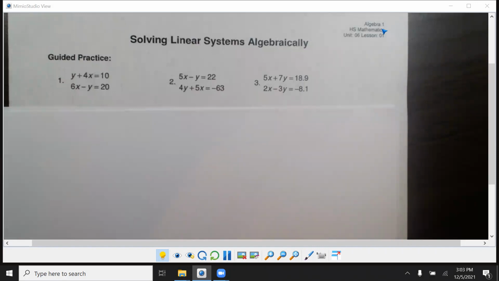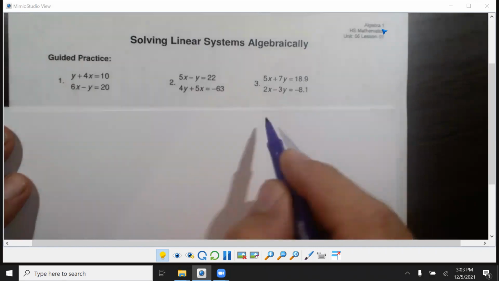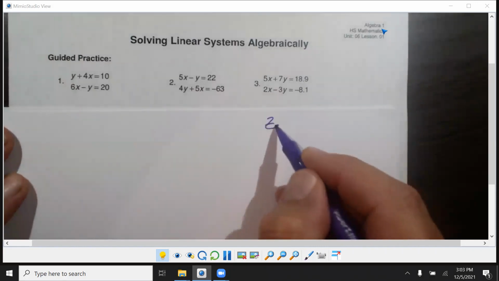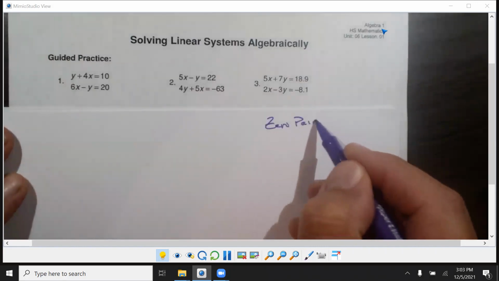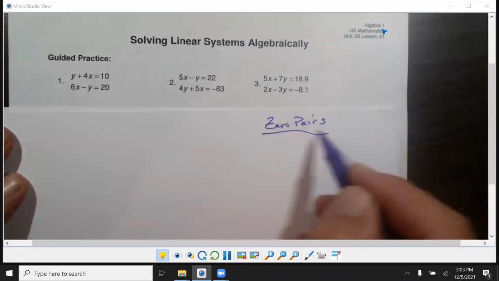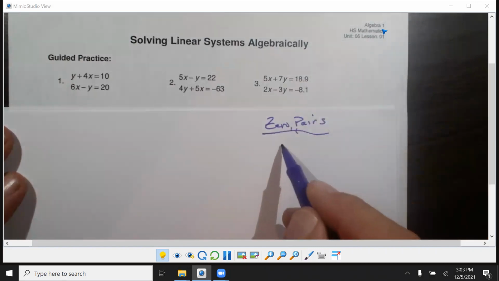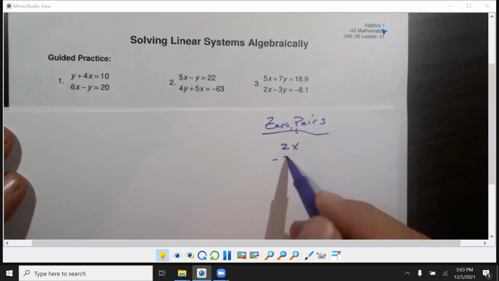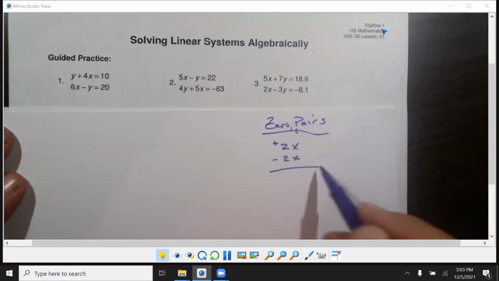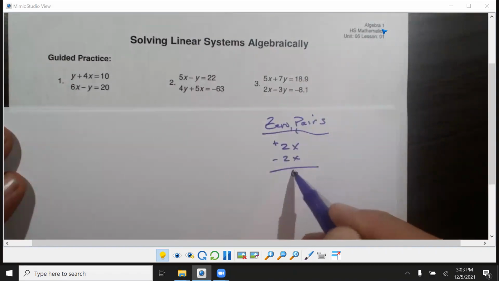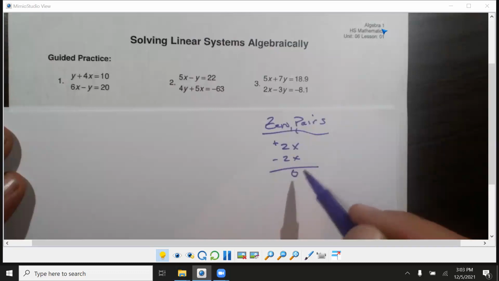Now, when we do the elimination method, it's just like if we were making zero pairs. So in my class, we talked about zero pairs. And let's review a little bit about zero pairs. Zero pairs are like when you have two of the same thing, except one's a positive and one's a negative. And when you do the math, it becomes zero. Okay. And so we want to make these.